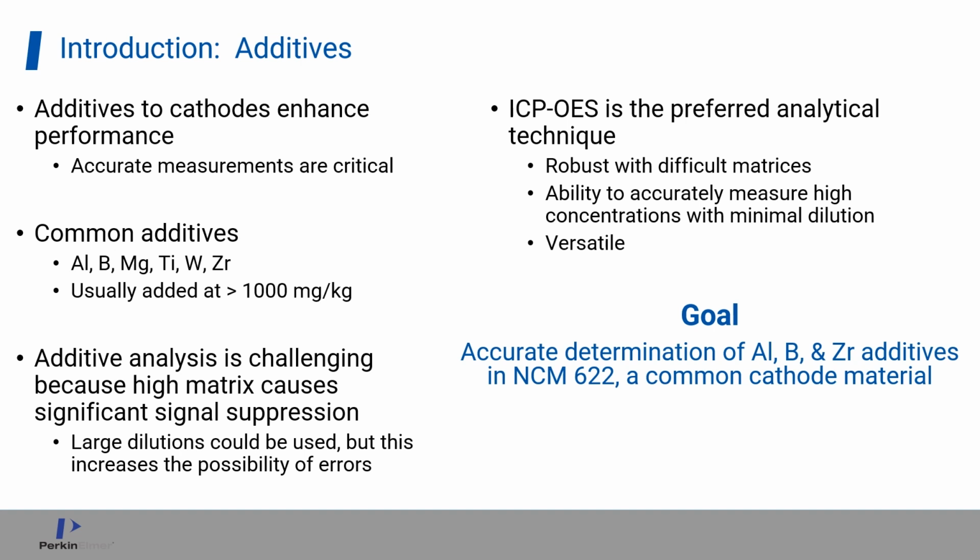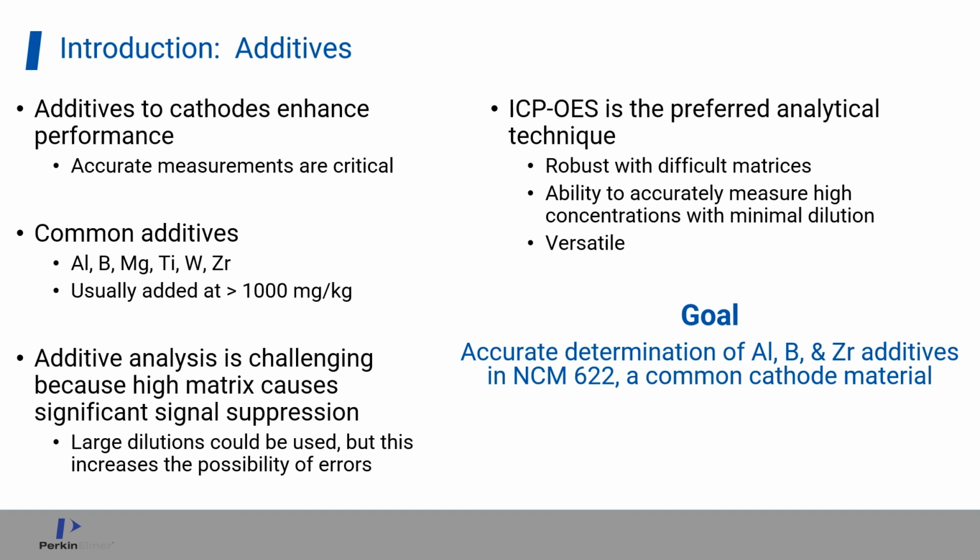But analyzing these additives is challenging because the high matrix can cause signal suppression. While it's possible to dilute out these effects using large dilutions, every time we do a dilution, it introduces a source of error. Therefore, that could possibly compromise the analysis. Again, it's critical that these additives are added in the correct proportion. Therefore, they must be measured very accurately and very consistently.